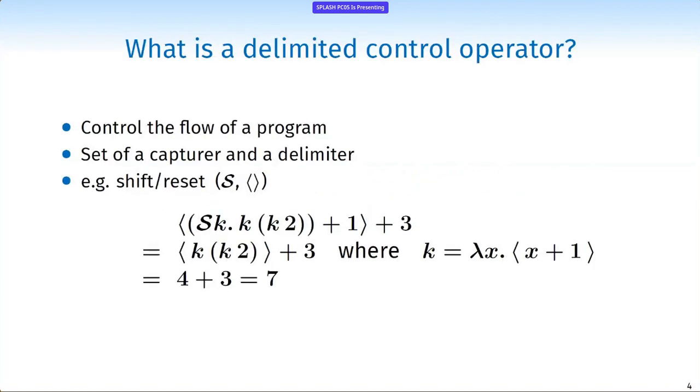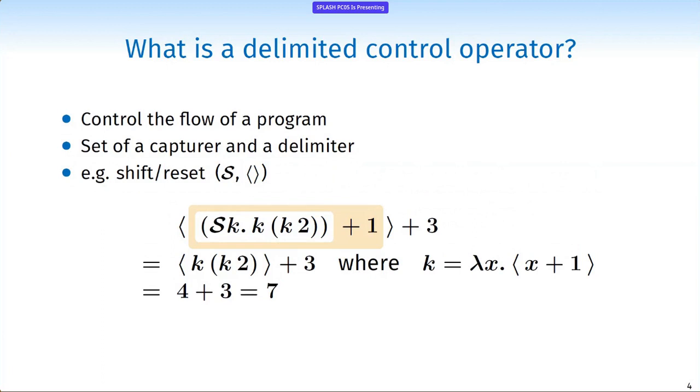As a quick review, what is a delimited control operator? These things can control the flow of the program, and basically they provide a set of two operators. One is the capturer, and the other is the delimiter. For example, shift and reset is one of the most famous delimited control operators. S here denotes shift, the capturer, and the angle bracket denotes reset.